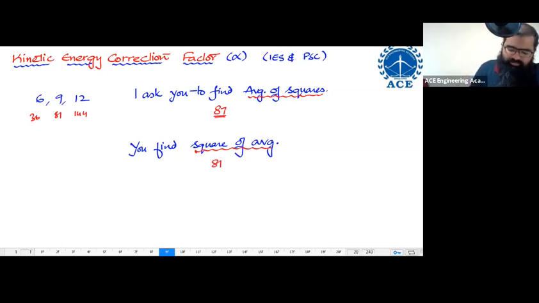But imagine that you are having some numbers 8, 8, and 8, identical numbers. And if I asked you, find the average of squares. Square is 64, 64, 64. Average of 64, 64, 64 is 64. But you have found the square of averages. Average of all these three numbers is 8. Square is again going to be 64.